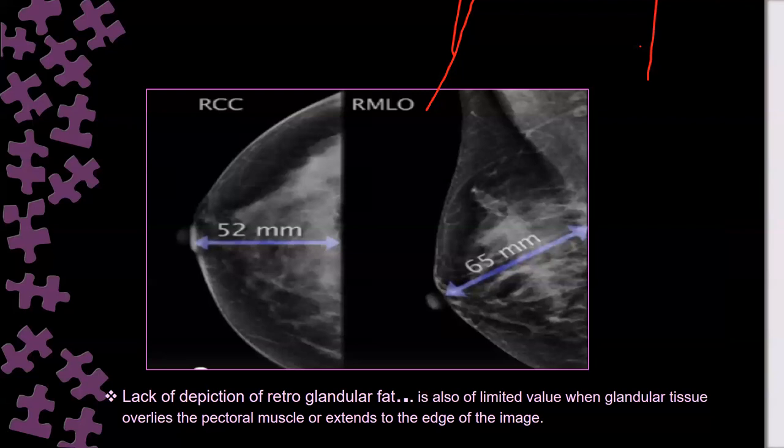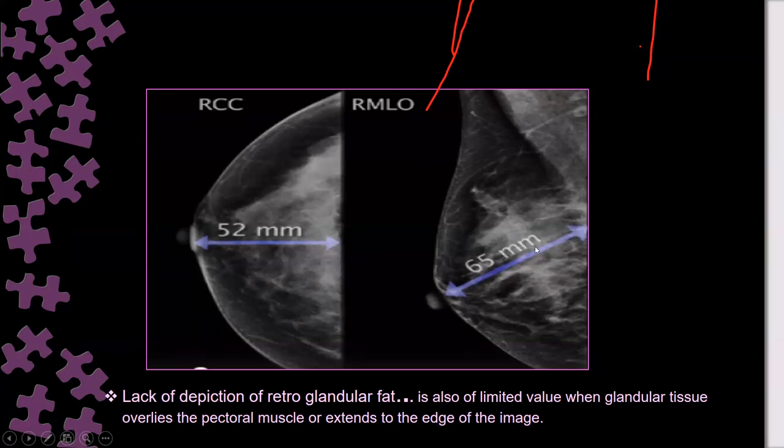Okay, just to revise the posterior nipple line. Is it match or mismatch? This type of breast usually will go for posterior nipple line. Glandular, could not see the posterior portions. But see the retromammary fat, you could not depict retromammary fat or pectoralis. So just go for measurement. You see?